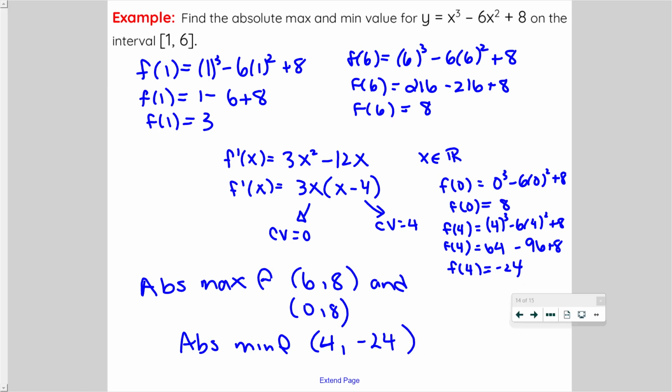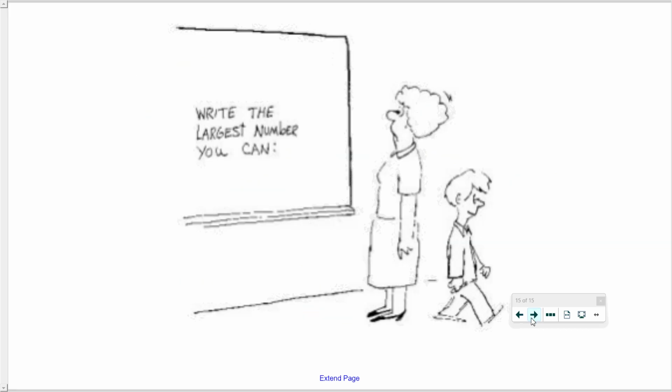Talking about these absolute highest maxes and lowest mins reminds me of a little math joke I once heard about a teacher who asked a student to come up and write the largest number that they possibly could. So the little student, we'll call him Mateo, went up to the board and wrote a ginormous 1, the largest number he could.